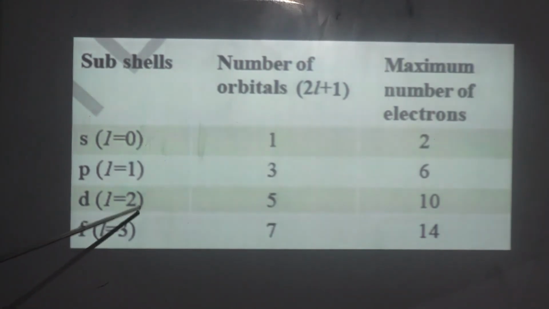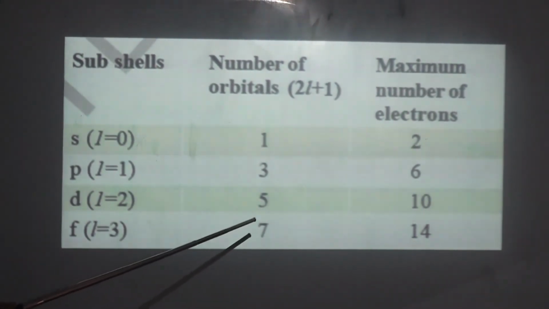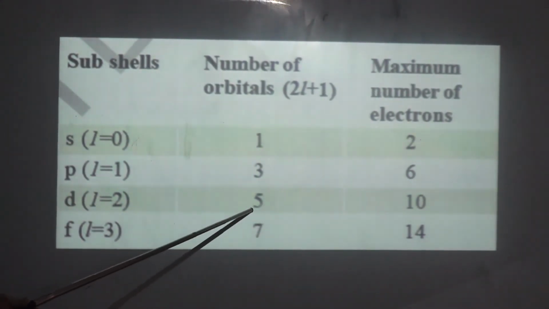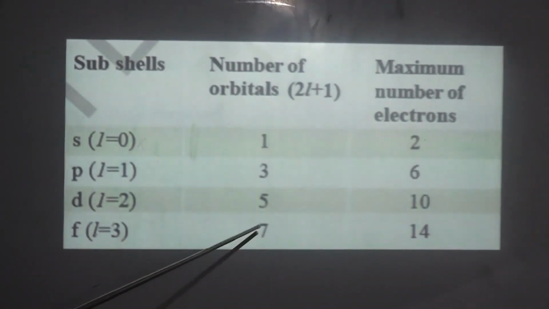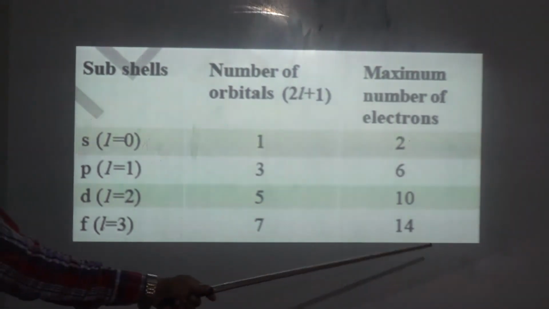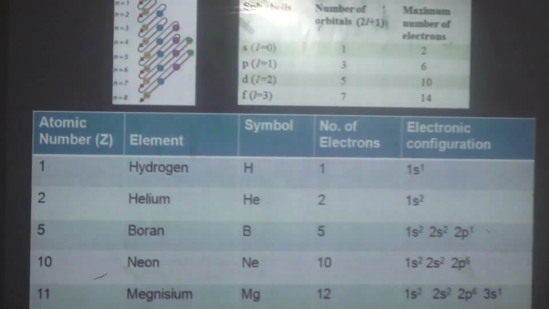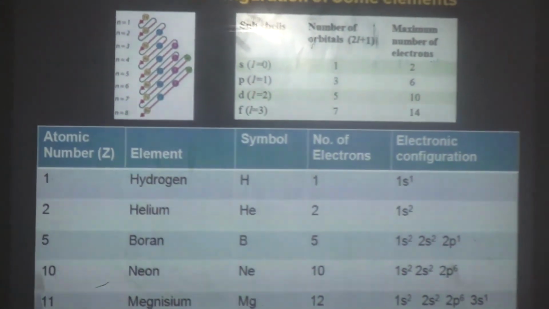D orbital, l is equal to 2, it has 5 degenerate orbitals, dxy, dyz, dxz, dx square minus y square and dz square. These 5 orbitals, 5 into 2, 10 electrons. Coming to the f orbital, 7 degenerate orbitals, 7 into 2, 14 electrons can be accommodated in the f orbital. This is very important to understand. Now let us try to write the electronic configuration of some of the atoms.